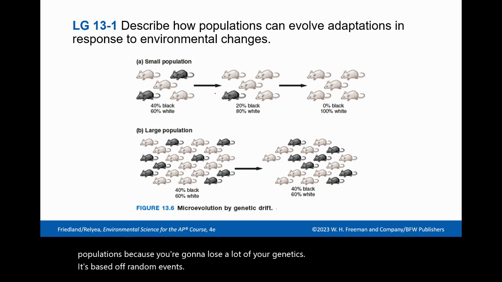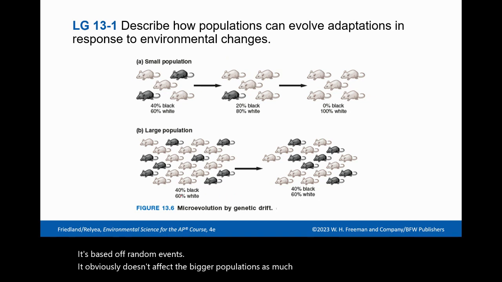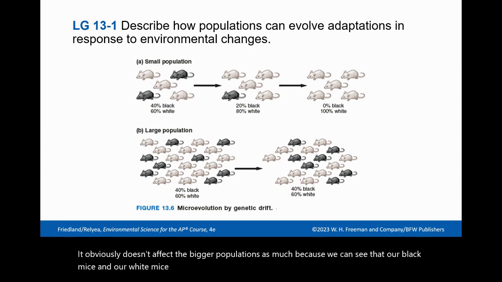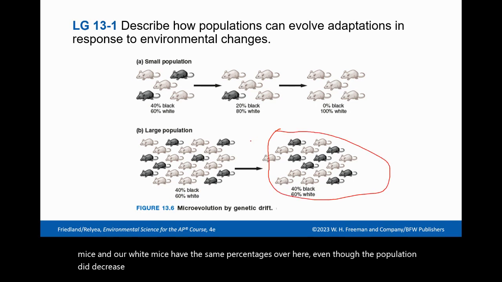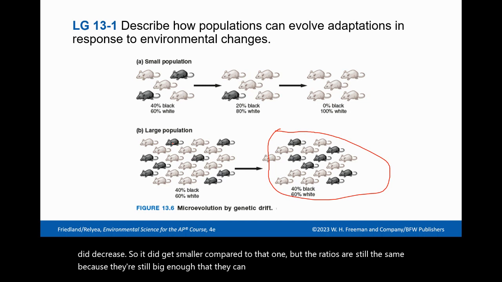It obviously doesn't affect the bigger populations as much because we can see that our black mice and our white mice have the same percentages over here, even though the population did decrease. So it did get smaller compared to that one, but the ratios are still the same because they're still big enough that they can mate with multiple mice and keep those genes in the gene pool.